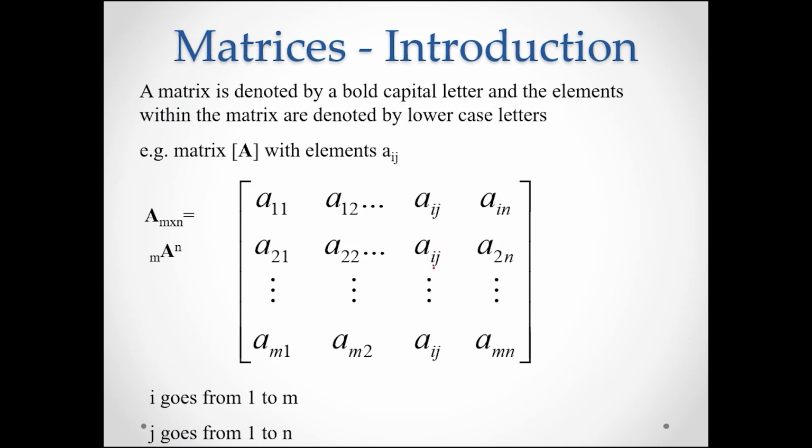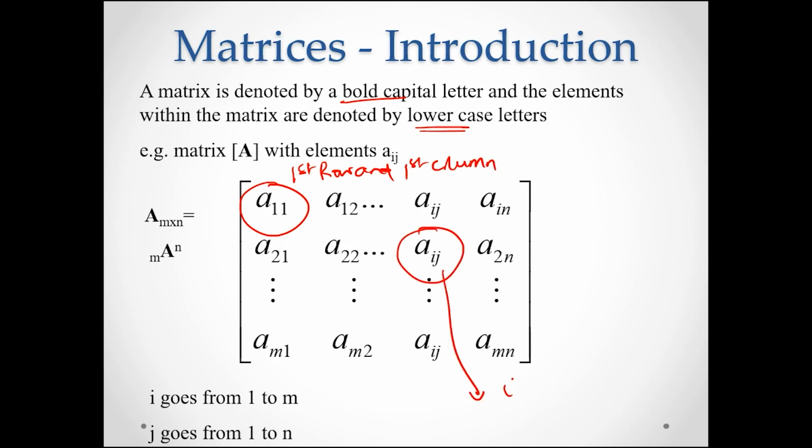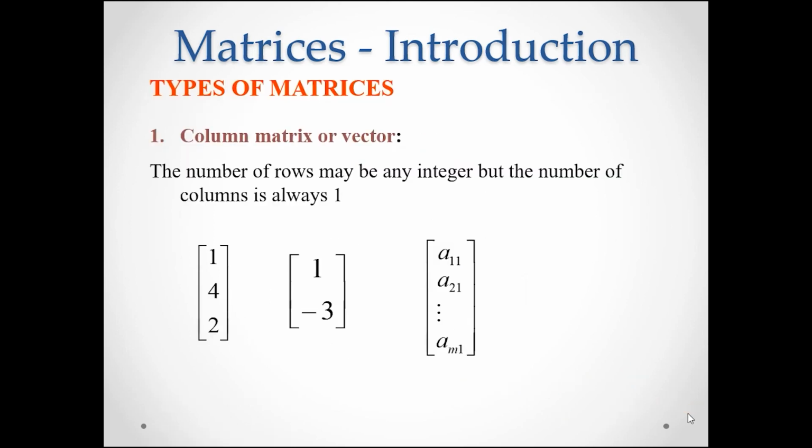This is the common notation: we represent the matrix with a bold capital letter, and the elements or entries with lowercase letters. If I read a11, it means the position of this element is first row and first column. If I say aij, it means the element is placed in the ith row and the jth column. Got it? This is how we represent matrices.